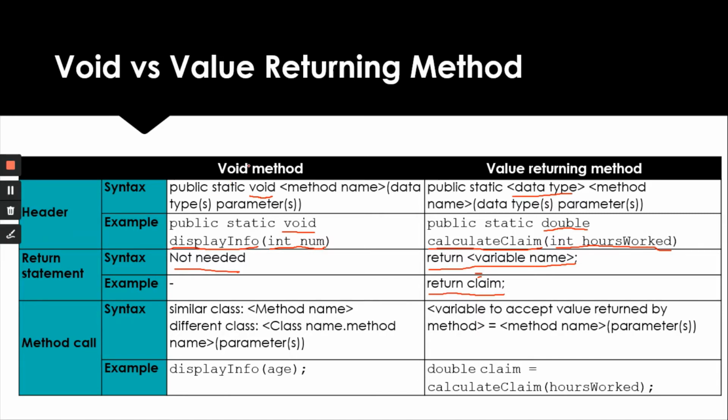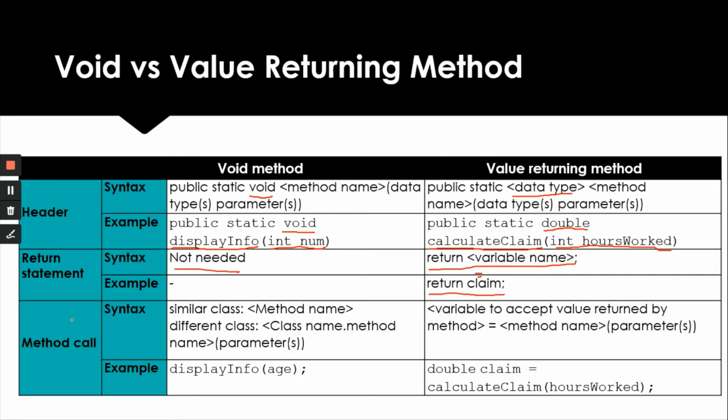But don't write a return statement for a void method. It is not needed. You will get an error if you try to write the return statement for a void method. So the return statement is only for a value returning method. And you should be careful with the data type that you are returning. If claim is a double, then your method header should also be double. If claim is an integer, the method header should be integer. Okay, so that is for the return statement.